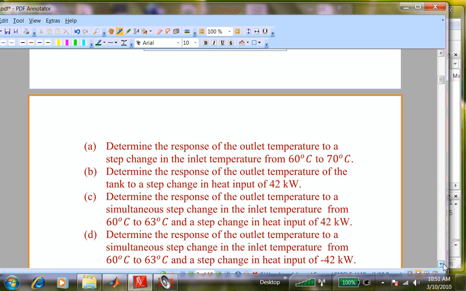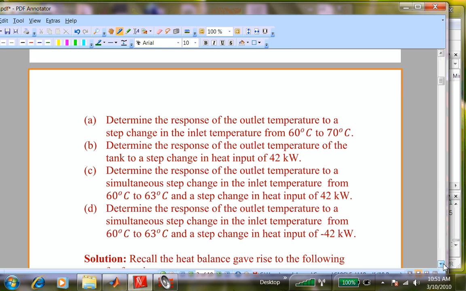And the remaining four problems that are posed are the following. Determine the response of the outlet temperature to a step change in the inlet temperature from 60 degrees to 70 degrees. The inlet temperature changes from 60 to 70. What happens to the outlet temperature? What do you think intuitively for this problem? Without looking at the solution. Constant Q. It will go up by how much? 10 degrees, by the same amount.